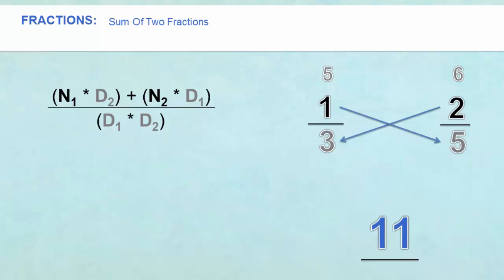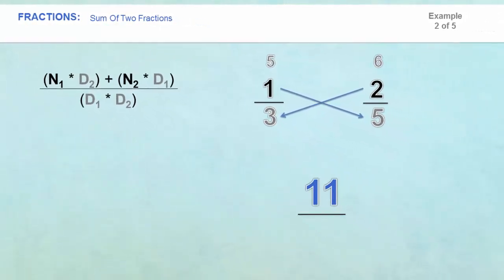And then for the denominator of the final answer, just multiply the two denominators of the two fractions. 3 times 5 is 15.